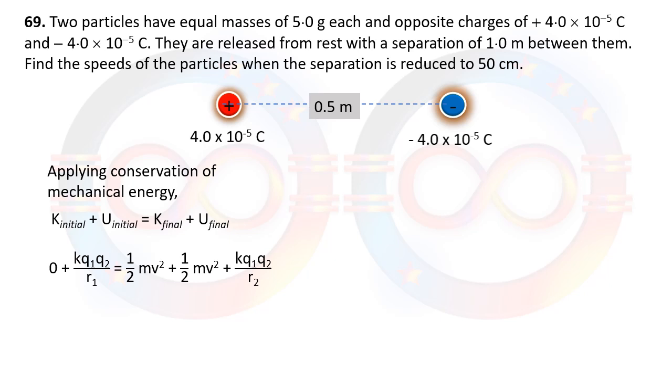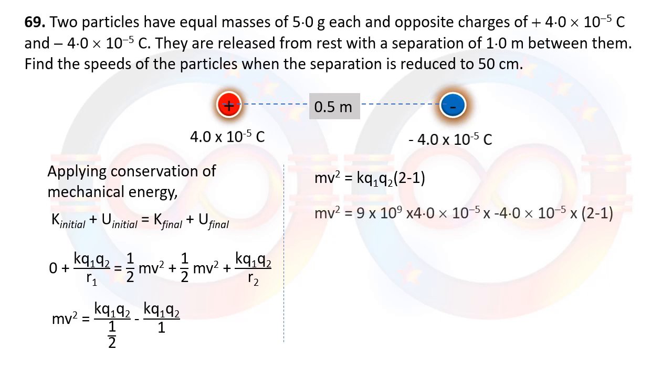K final is half mv square plus half mv square. Both the particles have the same mass, so they would be achieving the same speed because they are being attracted by the same amount of force. Then at a distance of half meter, what is the potential energy? K Q1 Q2 upon half meter. So if we take the potential energy to one side and mv square to the other side, after putting the value of R, we get mv square is equal to K Q1 Q2 into 2 minus 1, because in one place we have taken distance half meter, and in the other place 1 meter.